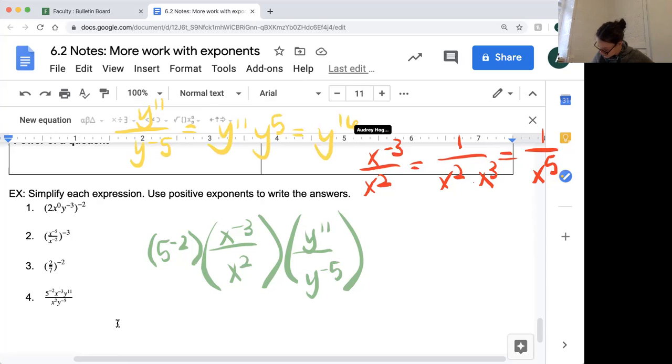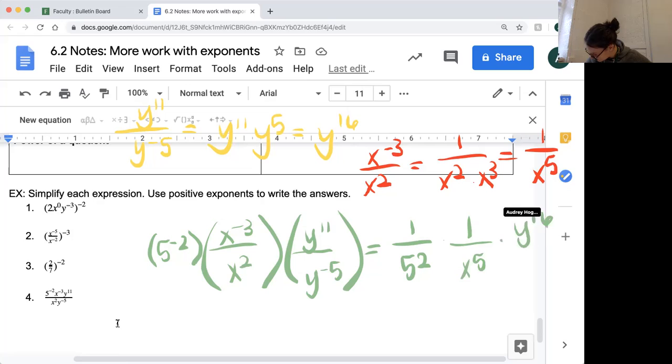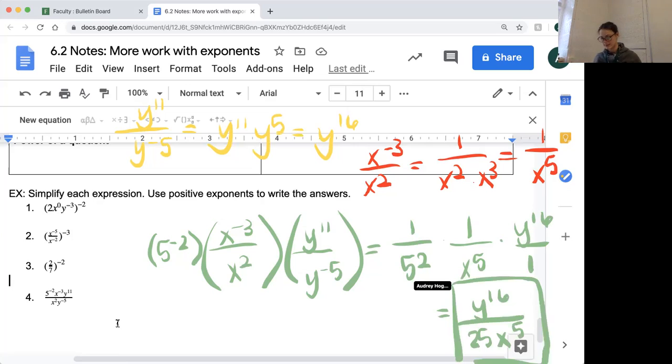So now when I go back to my original, I know that I have 5 to the negative 2, which I'm going to rewrite as 1 over 5 squared. And then I have times 1 over x to the 5th times y to the 16th, which is implied to be over 1. So now when I multiply my fraction, I can just go all the way across, and I'm going to get y to the 16th over 5 squared, which is 25, x to the 5th. Final answer there, y to the 16th over 25x to the 5th.